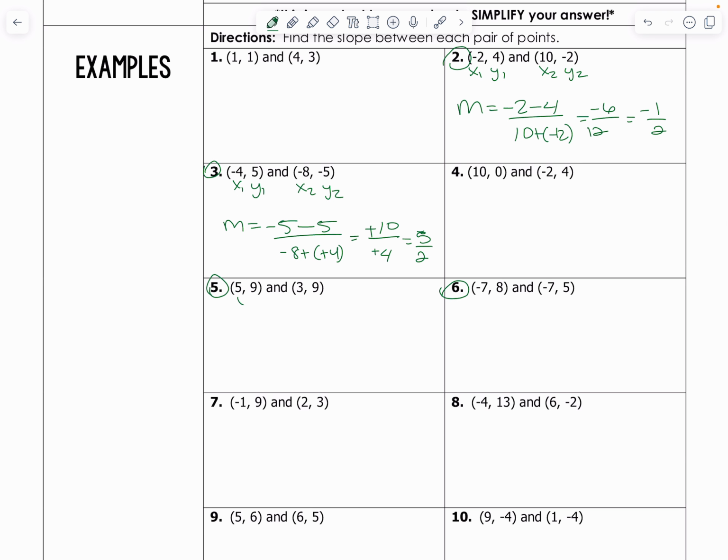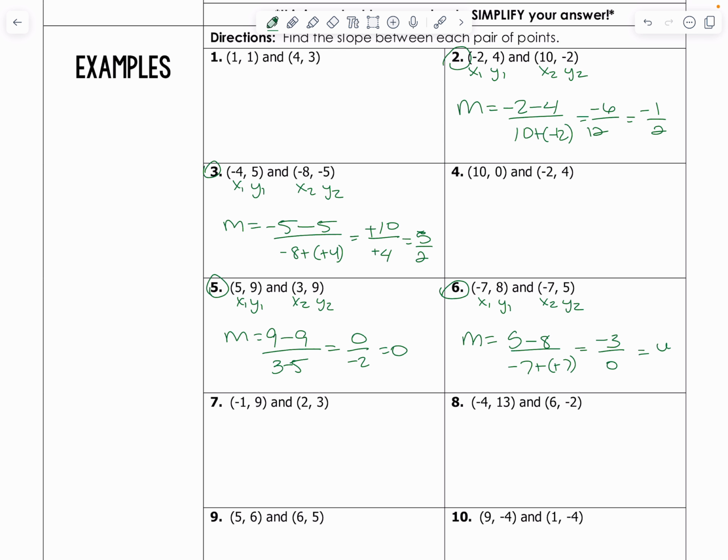Again here, x1, y1, x2, y2. So slope is 9 minus 9 over 3 minus 5. So I get 0 over negative 2. 0 in the top gives you 0. 0 in the denominator gives you undefined. Okay, x1, y1, x2, y2. So my slope is 5 minus 8 over negative 7 minus a negative 7. So I get a negative 3 over, my two negatives become a positive, 0, so I get undefined.